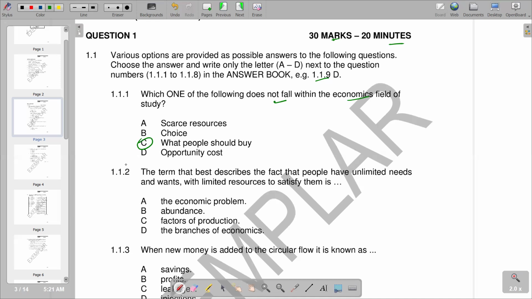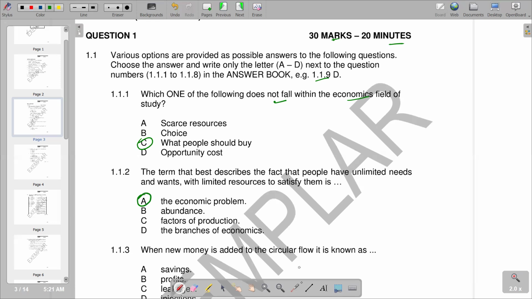And then we go to 1.1.2. The term that best describes the fact that people have unlimited needs at once with limited resources to satisfy them is, so obviously the issue of having unlimited needs but scarce resources is scarcity, and it's part of the economic problem. So we are having A there being our correct answer.